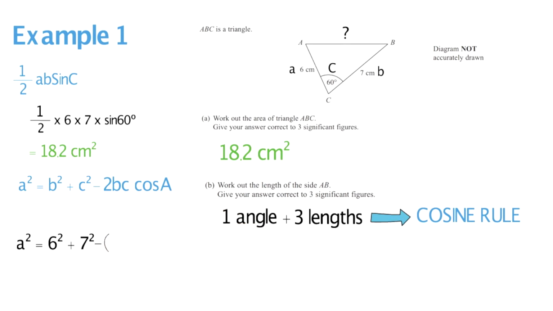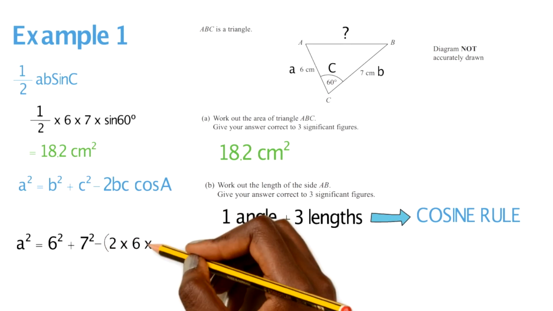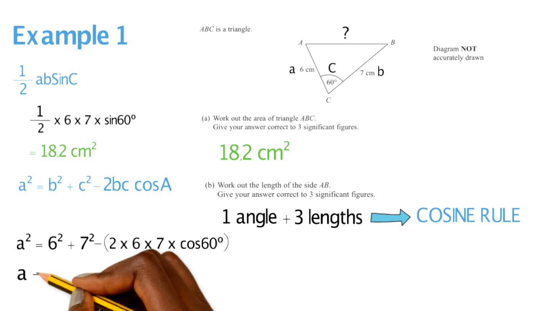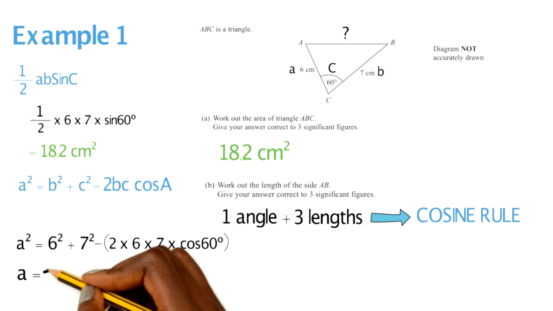Then your B and C will be the two lengths that you're given. Substitute that all in, and then your cos A is the angle that we have in the question, the one angle. Put that all into your calculator. You should be left with the 3 significant figures.